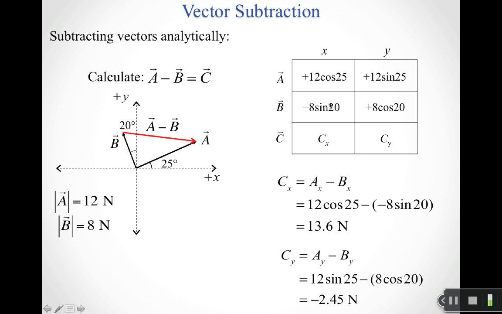So same process, break up into components. All we're doing is now subtracting where we need to rather than adding. I still get my components for vector C, and so again, if I want the magnitude of vector C, I would just Pythagorize. So 13.6 squared plus negative 2.45 squared, take the square root. If I want the direction of vector C, the direction of this subtraction, then again, I'm going to take the inverse tangent of the y component over the x component, and that will tell me this little angle relative to the x-axis. So vector subtraction, very much like vector addition, you're just subtracting rather than adding.